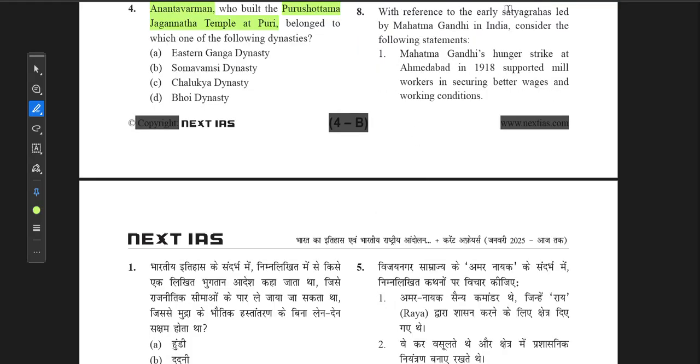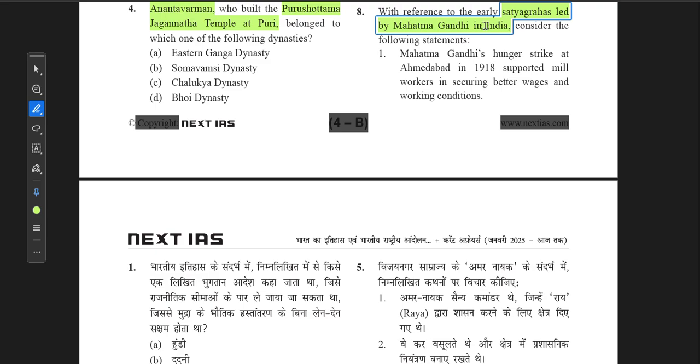Question number eight. With reference to the early satyagraha led by Mahatma Gandhi in India. So what was satyagraha? Satyagraha was a kind of method of opposition to the British rule developed by Mahatma Gandhi, in which he instructed people that they should follow non-violence and be truthful to everyone. Satya means truth. So the first satyagraha was Champaran Satyagraha in 1917.